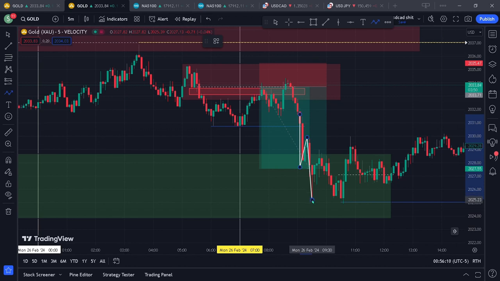So I've said this before, when price creates a low and then retraces, and then creates a low and retraces again, when it does it the second time or the third time, you want to take your profits and move out the way. Otherwise, you're gonna lose everything.